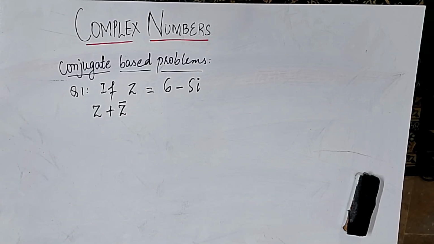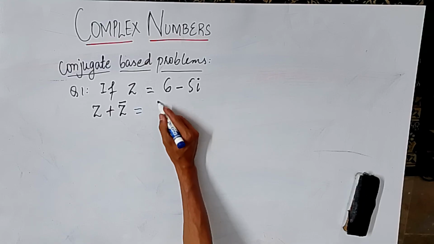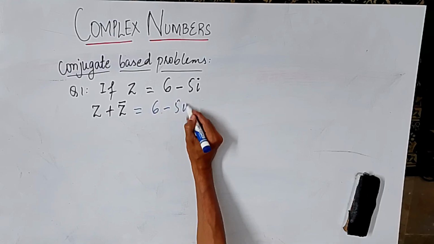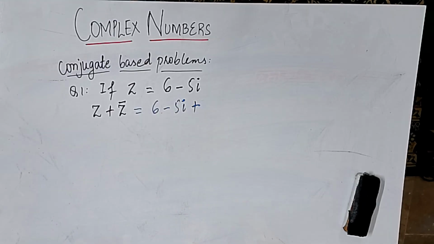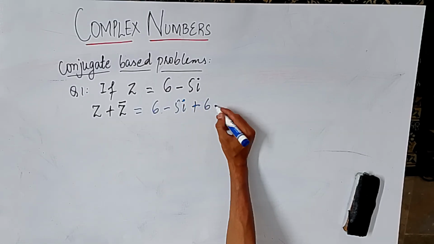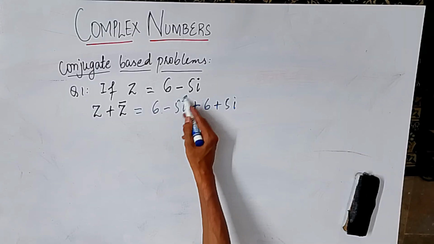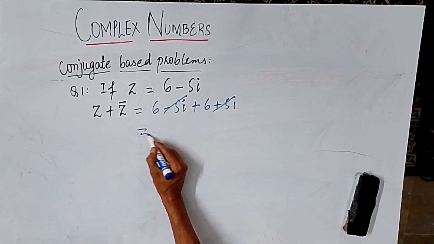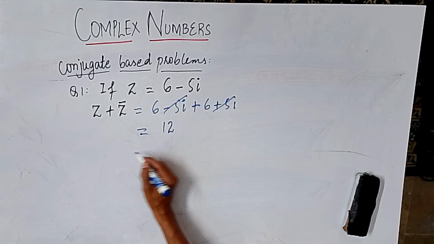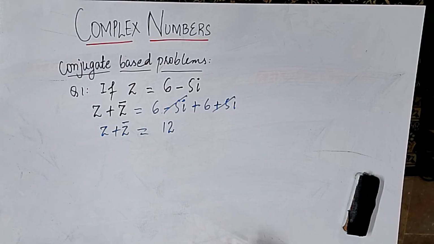Z plus z bar means that you need to add the complex number with its conjugate. So the complex number is 6 minus 5 iota, and adding its conjugate means you need to change the sign of the imaginary part. So it will become plus 5 iota, and you can see it will cancel out. So you will get 6 plus 6, 12. So this is the sum of the complex number with its conjugate.